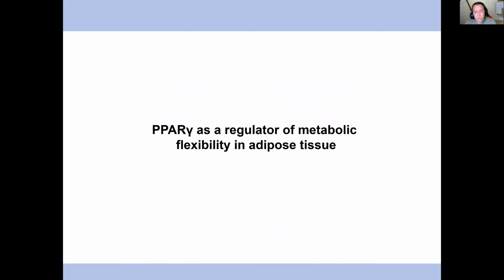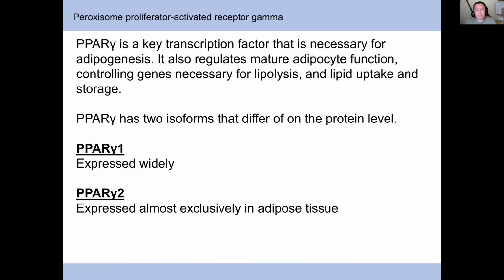To do this, we used a mouse lacking a gene called PPAR gamma, and specifically PPAR gamma 2, as a regulator of metabolic flexibility. PPAR gamma is a key transcription factor in adipose tissue. It's necessary for forming adipose tissue. If you don't have it at all, you can't make adipocytes. But it also regulates mature adipocyte function, and it controls the genes necessary for lipolysis and lipid uptake. If you get rid of it, you have less lipolysis, less uptake, and your fat becomes inert.